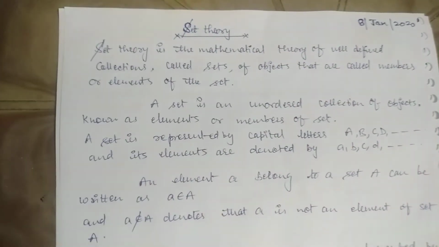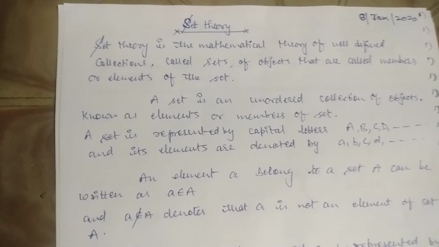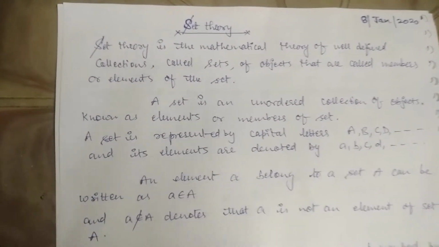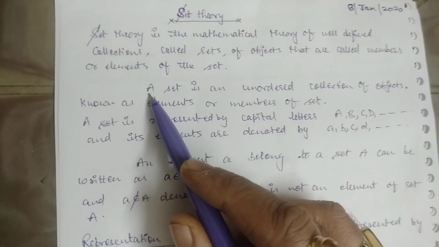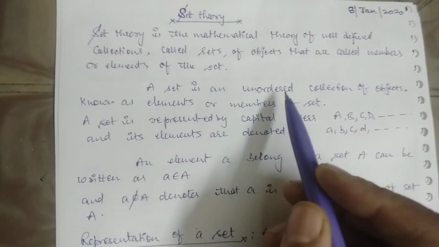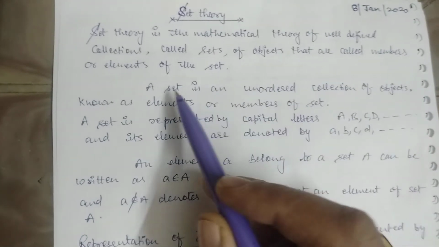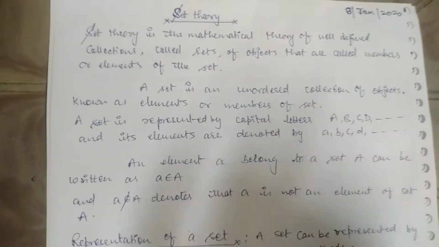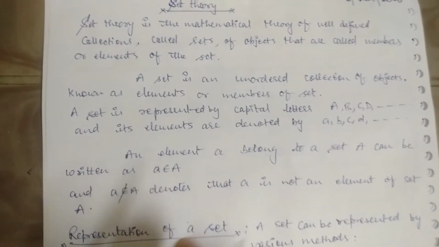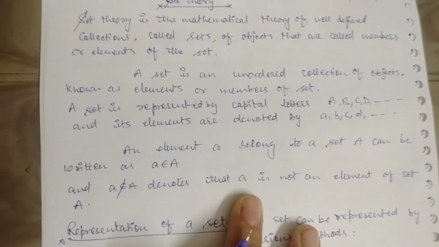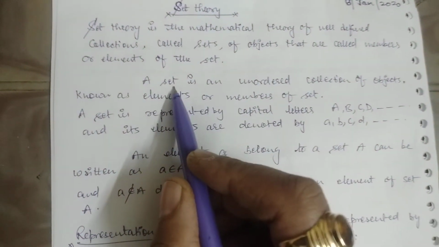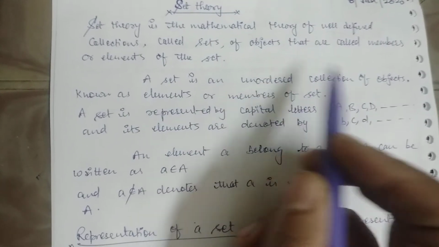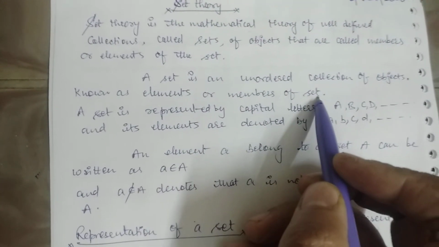So set theory is the concept of mathematics that deals with the well-defined collection. That collection is called the set. So we can also say that a set is an unordered collection of objects, or a set is a well-defined collection of objects. Means a collection in which all the elements are well defined, that collection is called the set. Okay? And all the elements of that collection are called the members of the set.